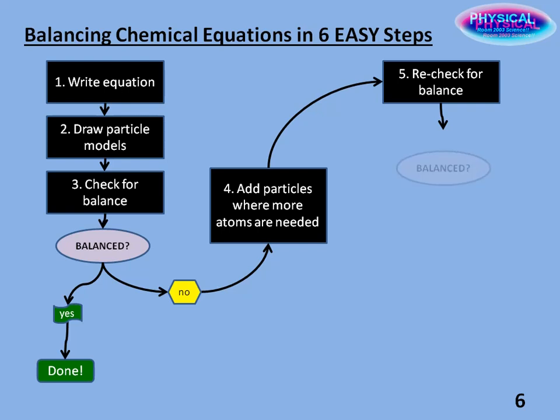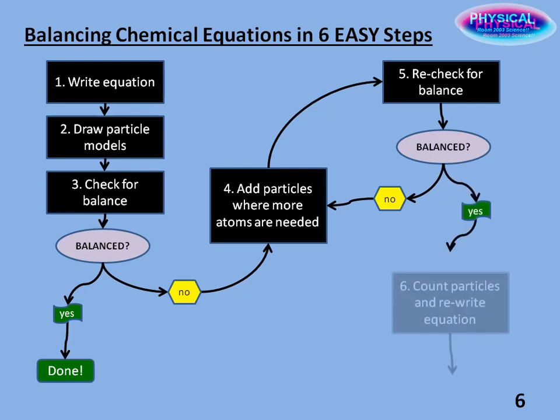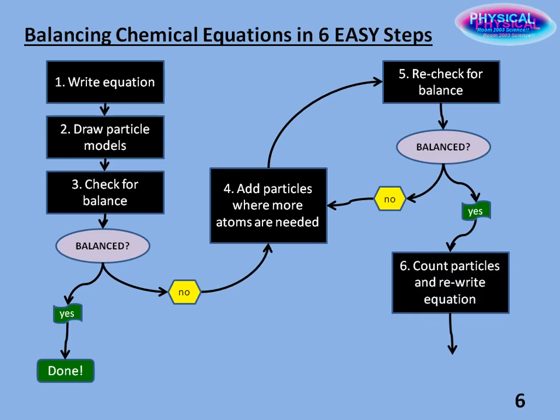And if we're not balanced, we go back to number 4. So 4 and 5, we get into a loop. This is where the balancing happens. At step 5, if it's not balanced, we add particles where more atoms are needed, and we keep doing that until we are balanced. And if we're balanced, then we count particles and rewrite the equation. Count particles, that little phrase is where we get our coefficients. So count particles means we get our coefficients and rewrite the equation with those coefficients. Once we have accomplished that, then we are done.